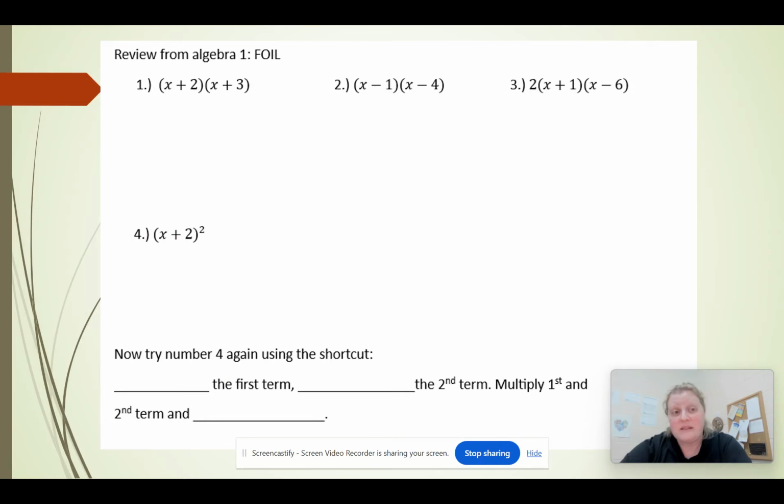Now in our next lesson video, we need to do a little bit of review from Algebra 1. We need to revisit how to FOIL polynomial expressions. So that's what we'll do next time.